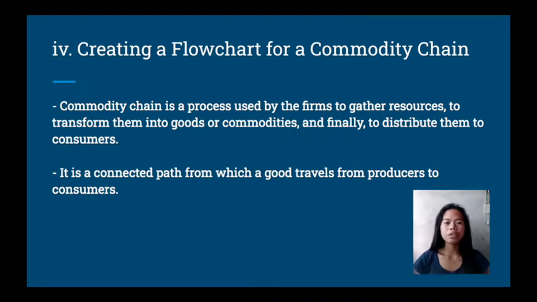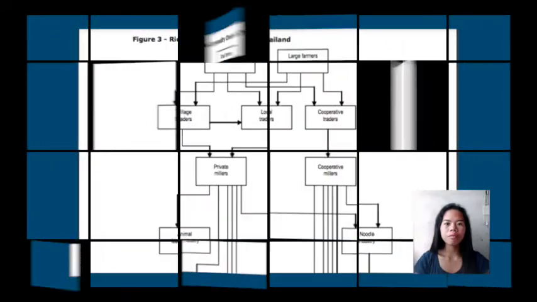Good day everyone. So today I will be reporting about the flowchart for a commodity chain. A commodity chain is a process used by firms to gather resources, to transform them into goods or commodities, and to finally distribute them to the consumers. So it is a connected path in which a good travels from producers up until the consumers.